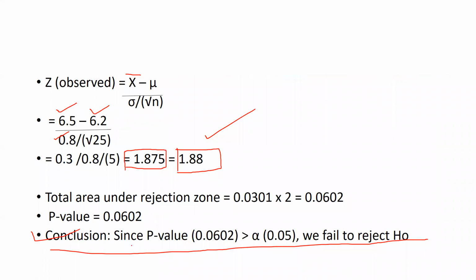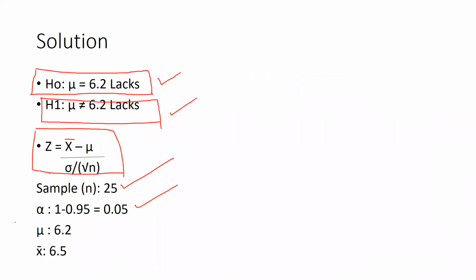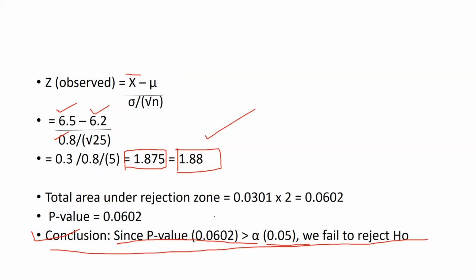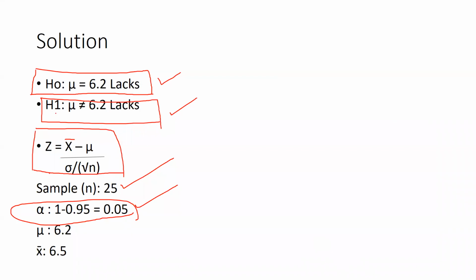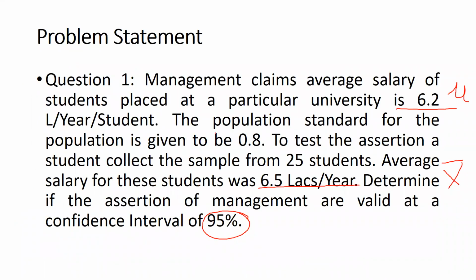In the same way, we have written the conclusion: since the p value 0.0602 is greater than the alpha value, and what is the alpha value? It is 0.05, because of the 95% confidence interval, we fail to reject the null hypothesis. That means the null hypothesis is accepted. And what is this null hypothesis? The null hypothesis said the population mean is equal to 6.2 lakhs, and it is absolutely correct, because in our problem statement the population average is 6.2 lakhs. Because the null hypothesis is accepted, we have failed to reject it, and the alternate hypothesis is rejected.